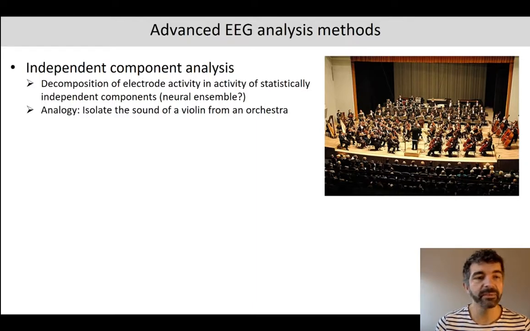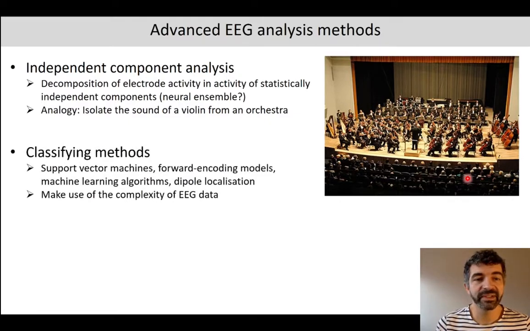The analogy would be to identify the sound of a violin from an orchestra. So if you're, for example, sitting here, you get an impression, of course, of all instruments here, and to isolate the violin just by sitting here is more difficult than if you, for example, can also sit here and here and here, and then you can basically extrapolate where in the orchestra the violin is placed.